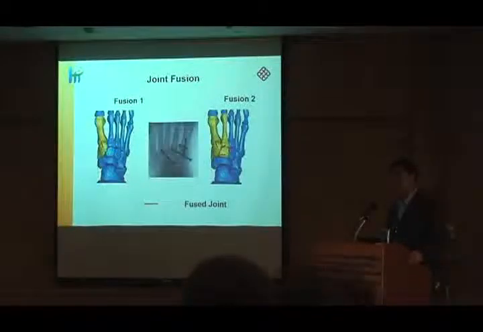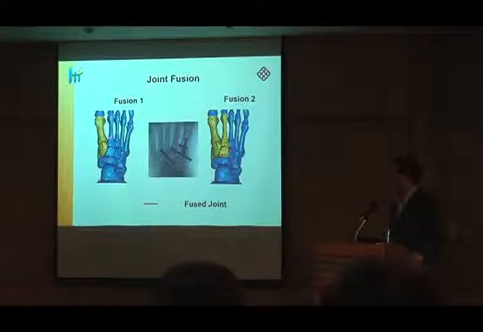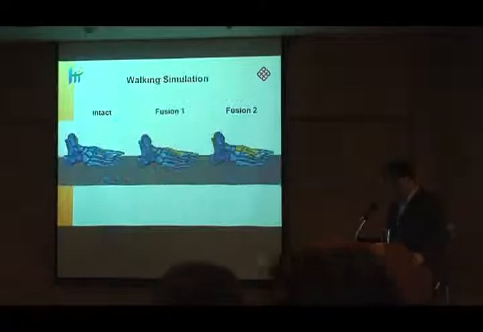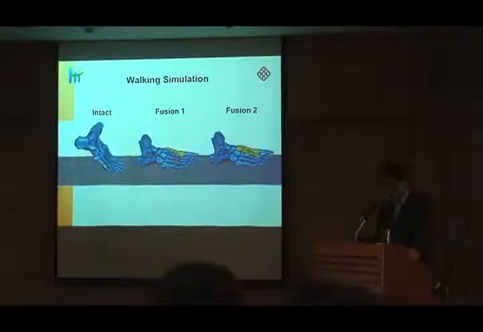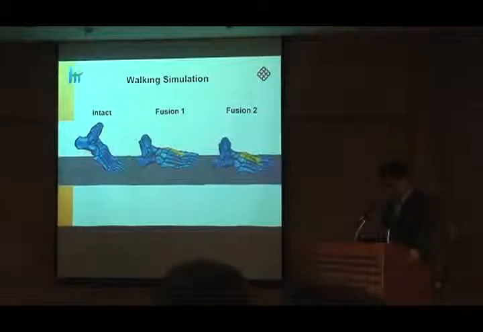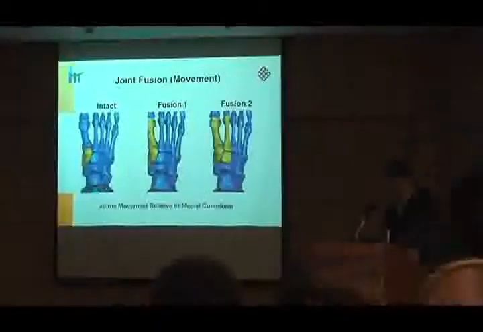We use that to predict the surgical treatment. For example, one treatment is a joint fusion. If some people get pain around this area, the doctor may fuse that. So we developed two different fusions, fusion 1 and fusion 2. Then we try to see what the consequences of those treatments are. Here you can see how the bone moves, what the relative movement is.